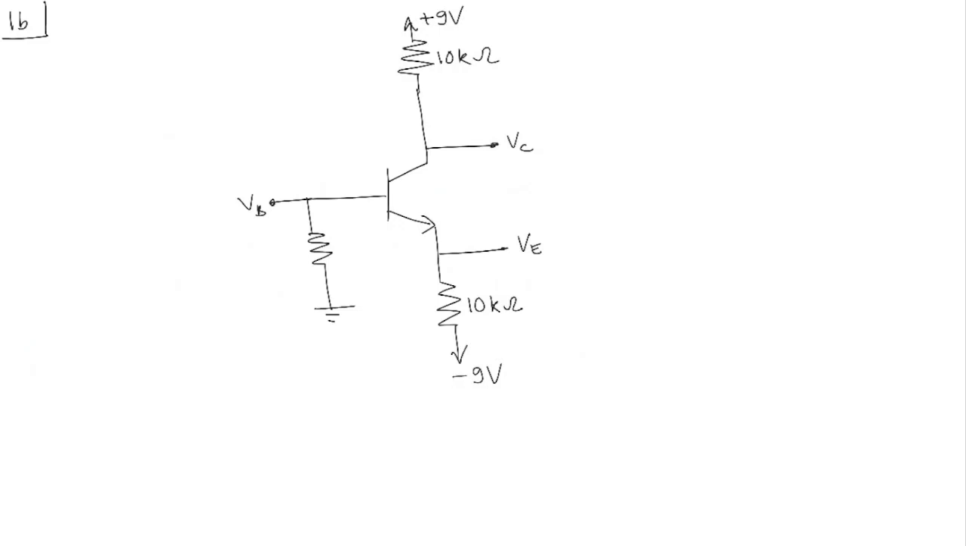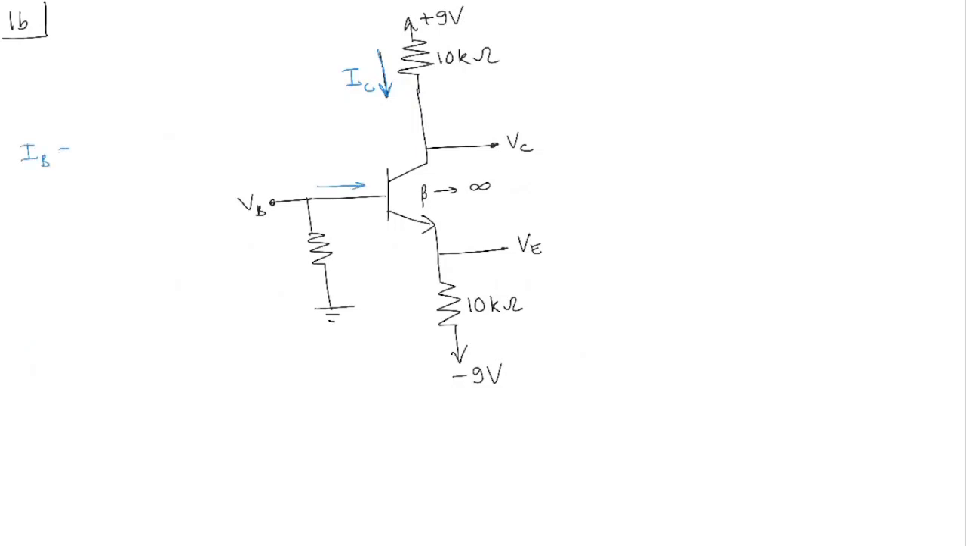Okay, part 1b. We have the same circuit as before, but here we have been told that beta is very large. Beta tends to infinity, and we've been asked to find out what VB, VC, and VE are going to be. So if beta is very large, let's assume that we have a finite current IC here. It's not infinite. If that is the case, what is IB going to be?